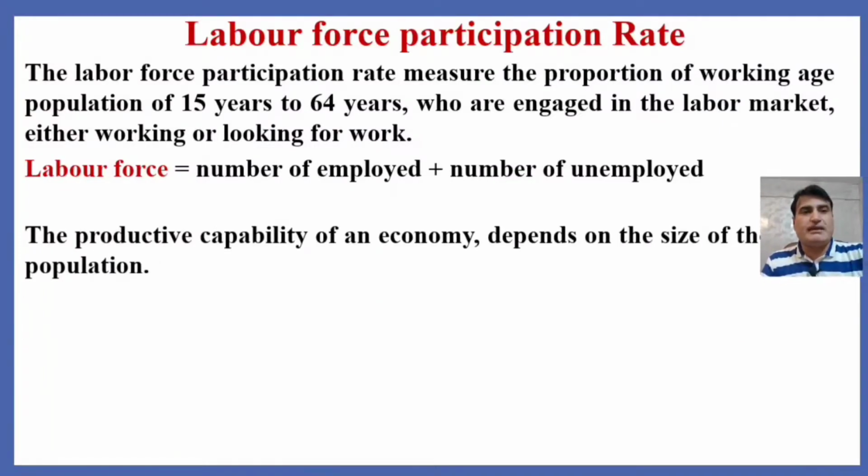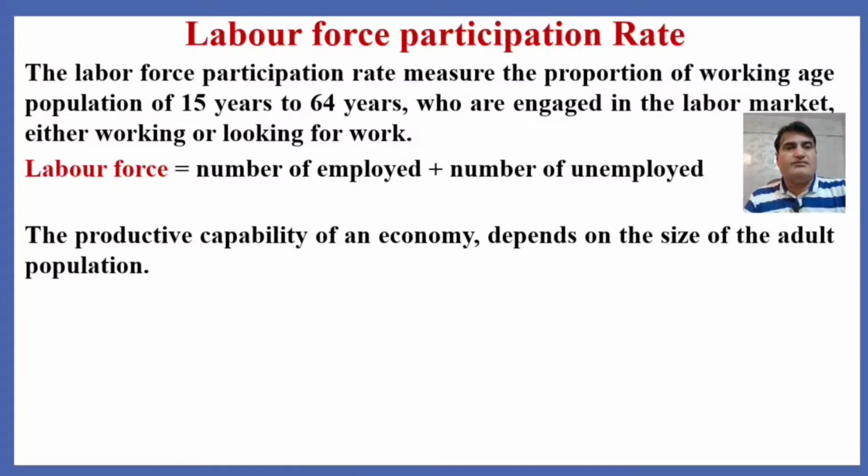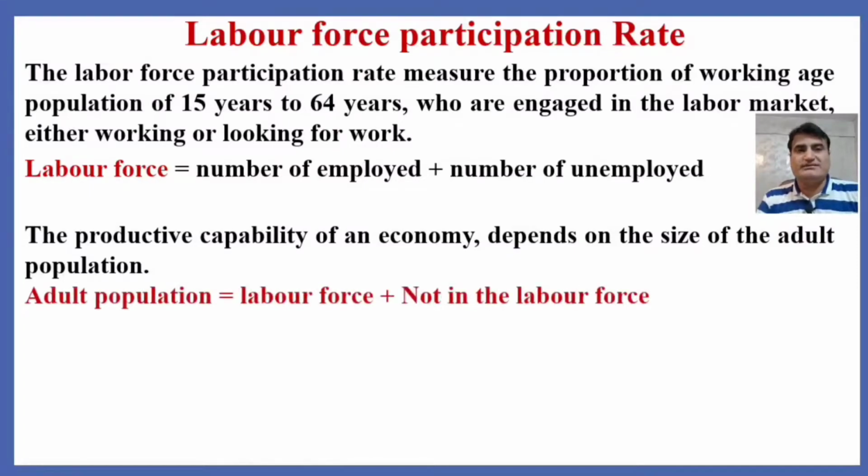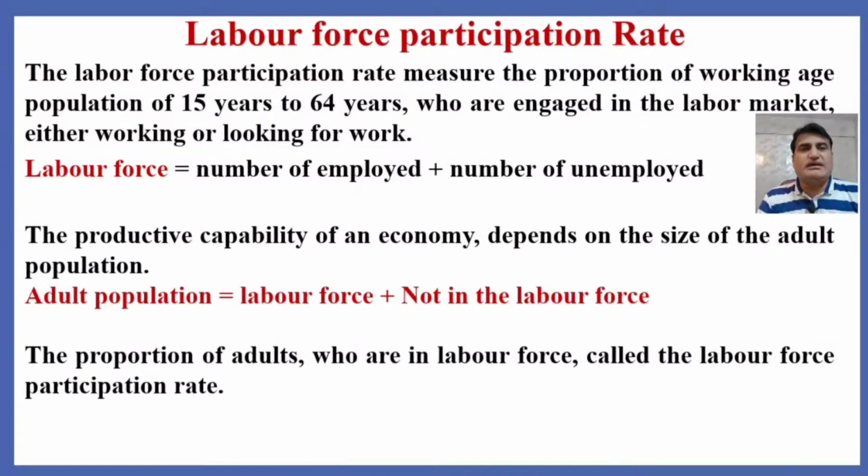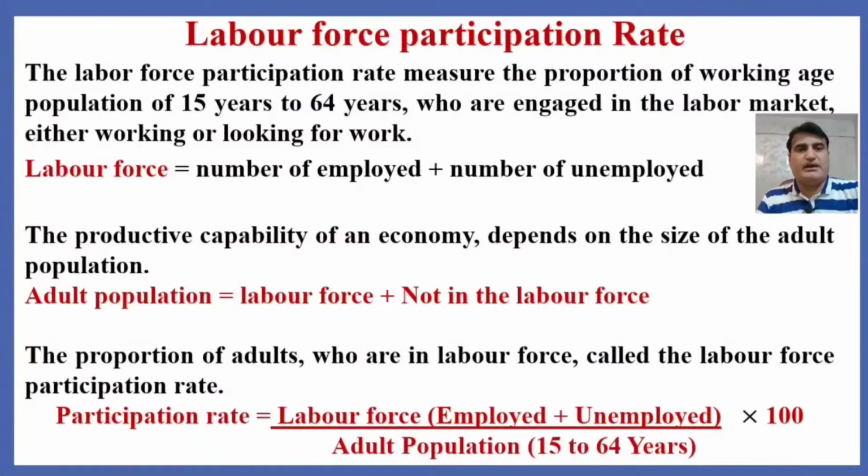The productive capability of an economy depends on the size of the adult population. So what is adult population? Adult population is equal to labor force plus not in labor force. The proportion of the adults who are in the labor force is called the labor force participation rate. So the labor force participation rate formula is the ratio of the labor force to adult population multiplied by 100.